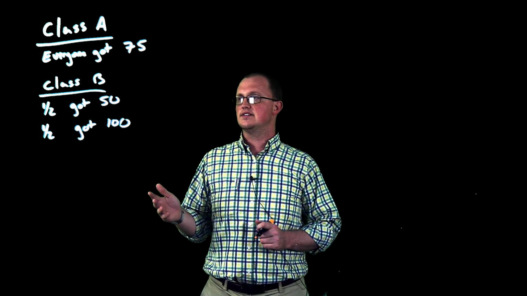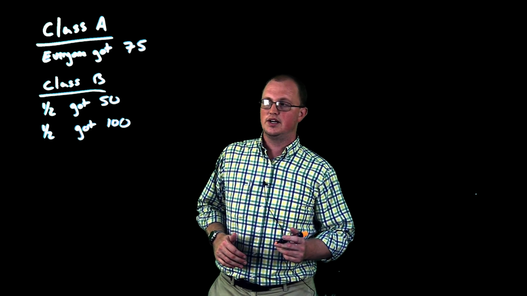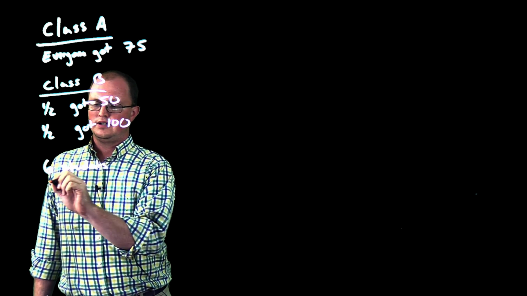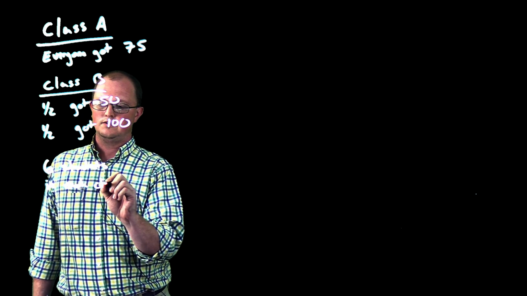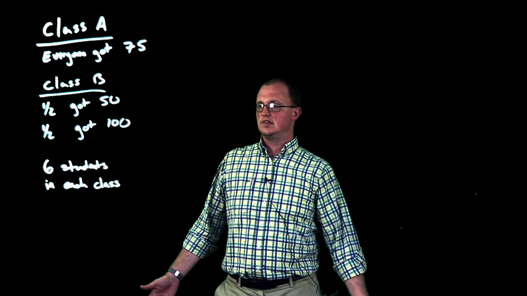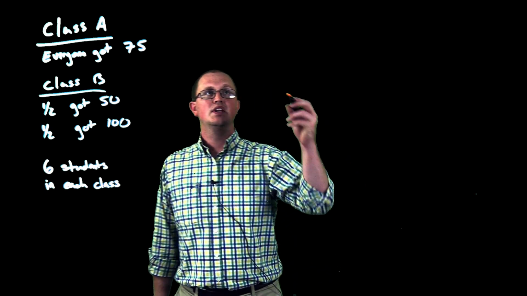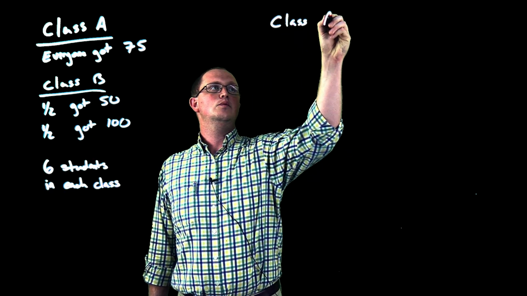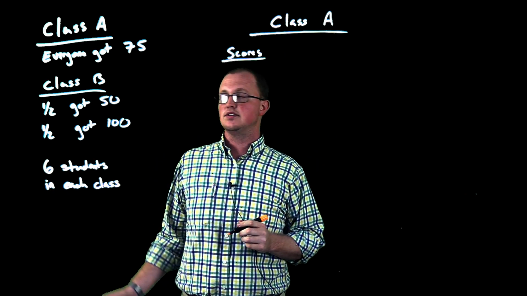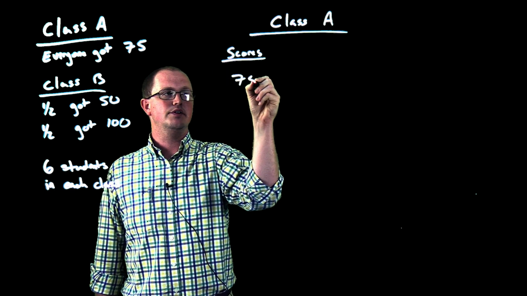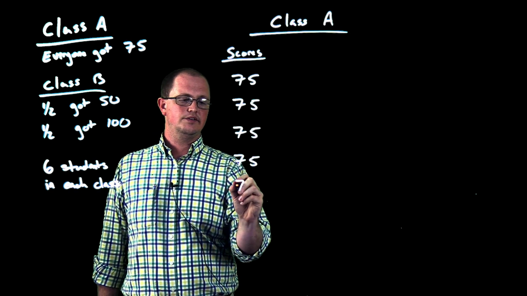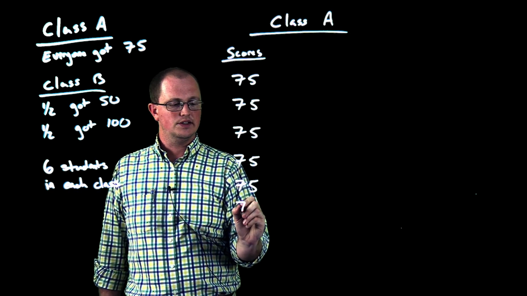So to make our Class A and Class B example a little easier, let's go ahead and say that there's only 6 students in each class. All right, so let's just make a table. For Class A, we can write down their scores. This is pretty easy. Class A is a situation where everybody gets a 75. So we have a 75, 75, 75, 75, 75, and a 75.